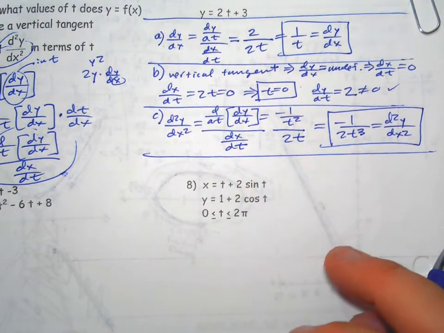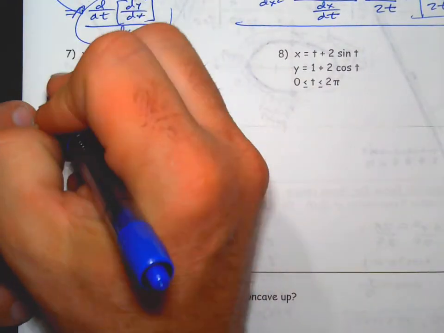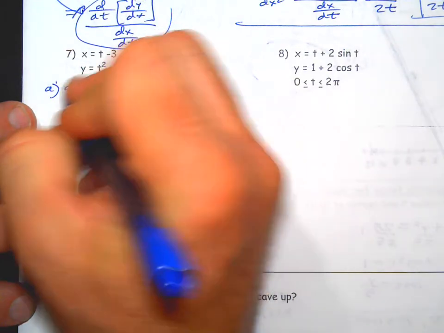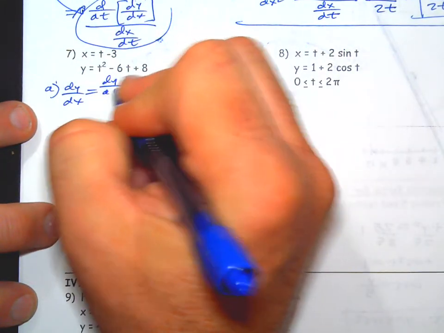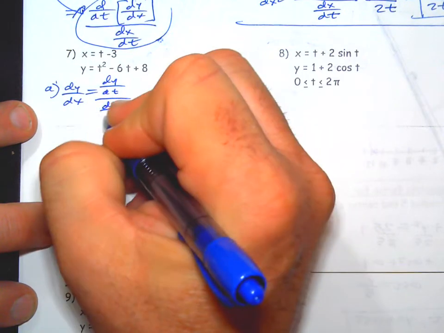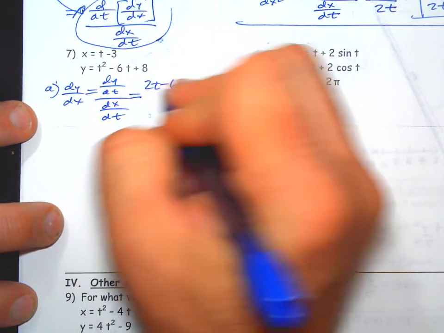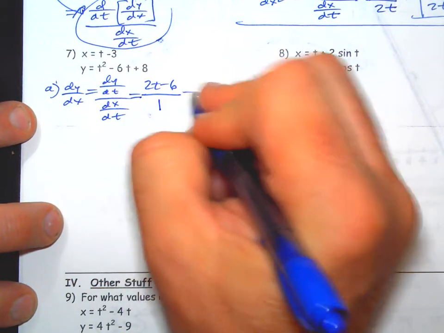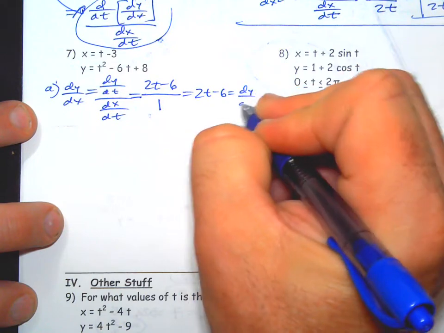Okay, there you go. Number 7, doing the same kind of stuff. Dy dx equals dy dt over dx dt. Dy dt is 2t minus 6, dx dt is 1. So we get 2t minus 6 is dy dx.